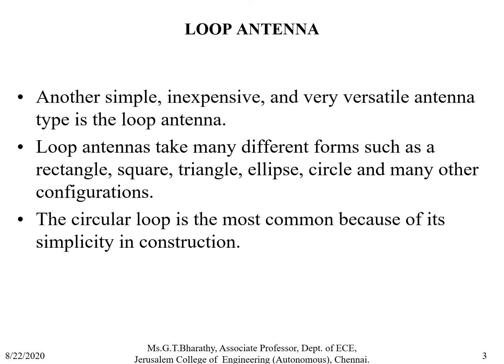Loop antennas. They are another simple, inexpensive and very versatile antenna type. Loop antennas may take different forms, as I told you earlier. They can take the shape of a rectangle, square, triangle, ellipse, circle or any other configuration. Among all the different configurations, the circular loop is the most common because of its simplicity in construction.